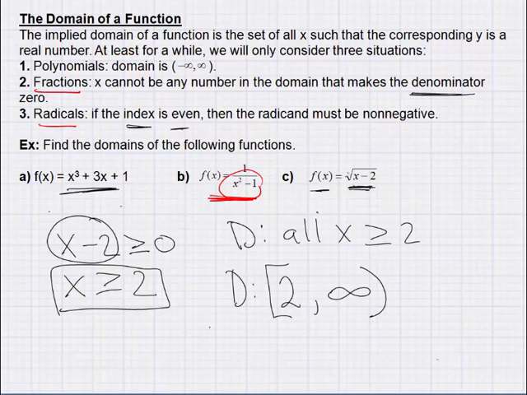Radicals, even roots, like a square root. With even roots, you cannot have a negative inside that even root. So the domain is all the values that don't make it negative, all the values that make it greater than or equal to 0. If this were an odd root, the domain would be all real numbers, because you can take the odd root of negatives, of 0, and of positives. So there's no issue with odd roots. The issue is with the even roots, and you cannot take the even root of a negative number.